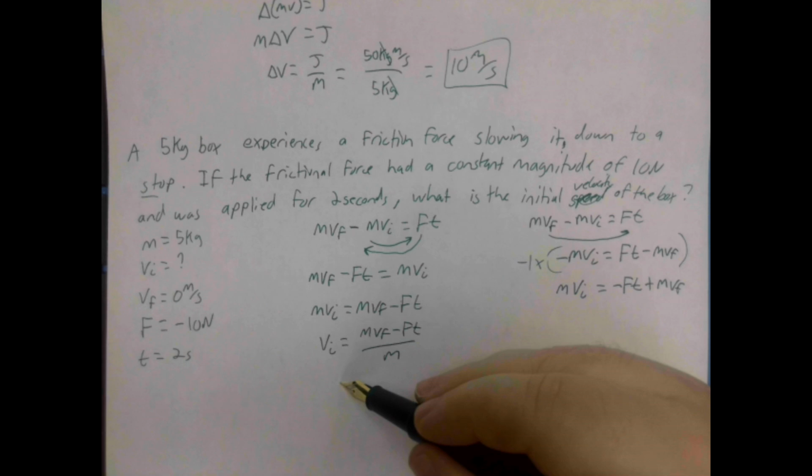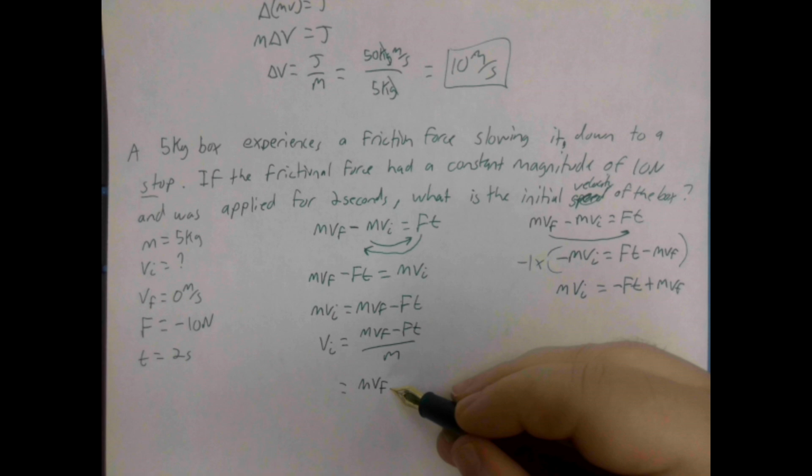And I can pull this out, just showing you how to clean up some algebra. So that's mvf divided by mass minus Ft over mass. We have this numerator over this, so we can break it up. Mass divided by mass cancels out. And so we get initial velocity is equal to final velocity minus force times time over mass. The final velocity is 0, so that cancels out, leaving us with force times time over mass.